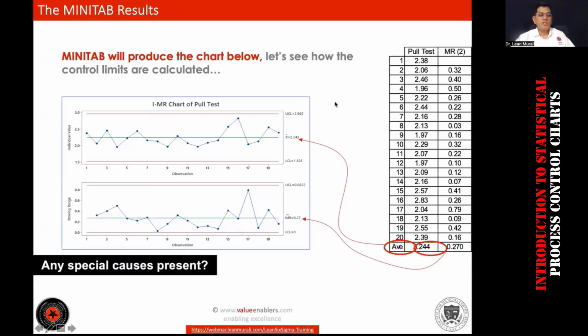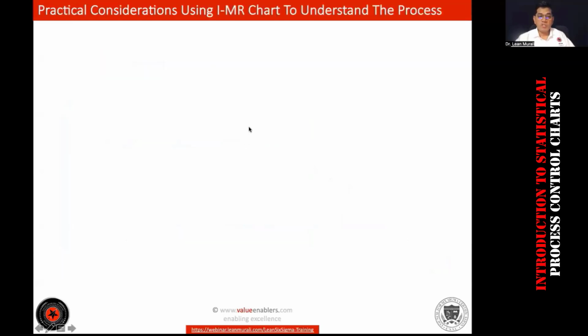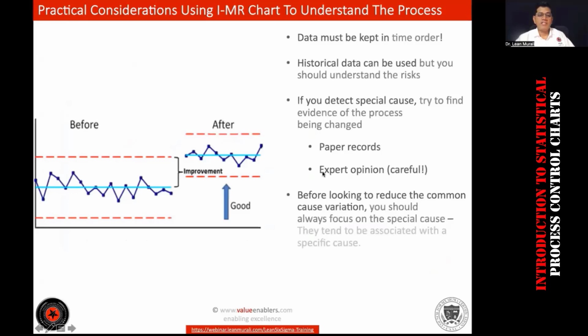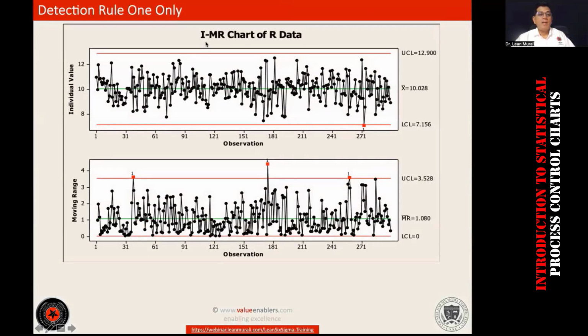So are there any special causes present? You can always check this out. If it goes out of the control limit, then special causes are present. I'm not going to explain this right side, but you can always show it in the IMR chart before and after. And if you see the IMR chart here, this is an output from a software, Minitab, and it will quickly show you. In the moving range, these red points indicate that things are going out of control here.